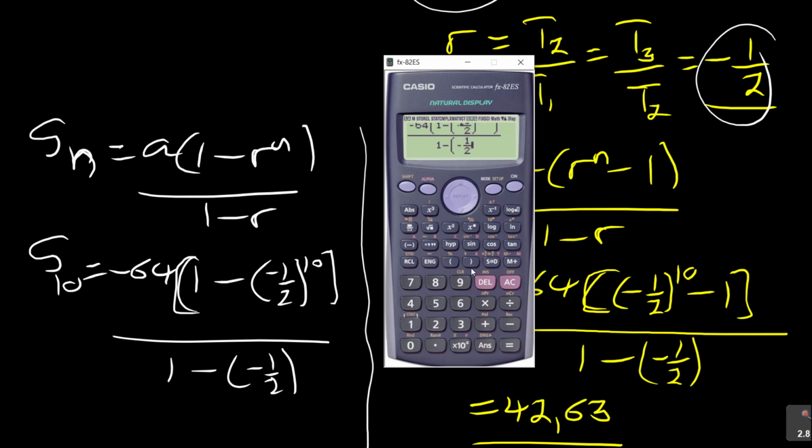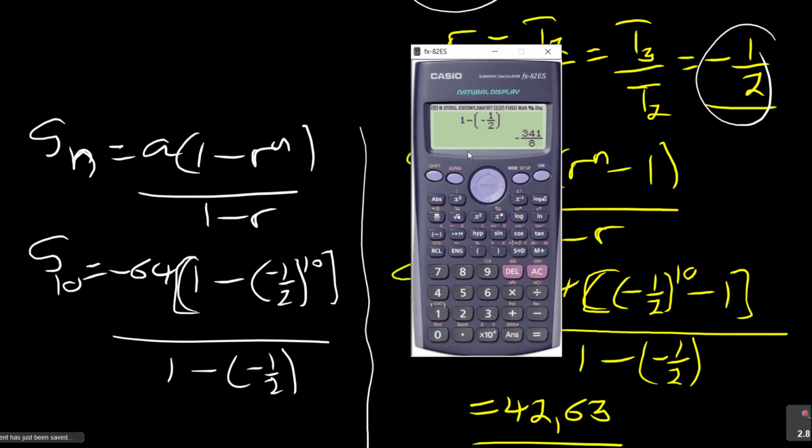Alright, it's just a matter of you being careful with that. See? Now I'm getting a negative 1 minus a half. Did I put the negative 64? Yes. It's 1 minus that over 1 minus r. I think I see where I made an error.